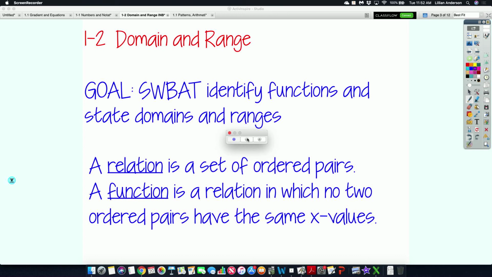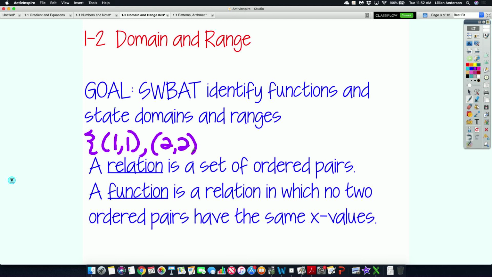A relation is a set of ordered pairs. Okay, a set of ordered pairs. Now, when I say set, you should think set builder notation, in the sense that we should think what type of brackets, the curly brackets, okay? So when a relation is a set of ordered pairs, then we're talking about like (1, 1), (2, 2), (3, 4), for example. This is an example of a relation. It's just a set of ordered pairs, okay?